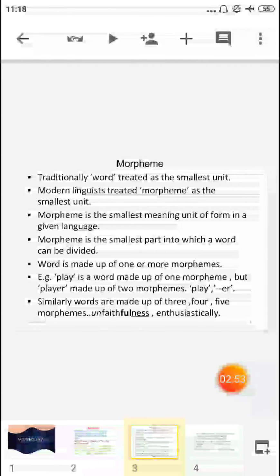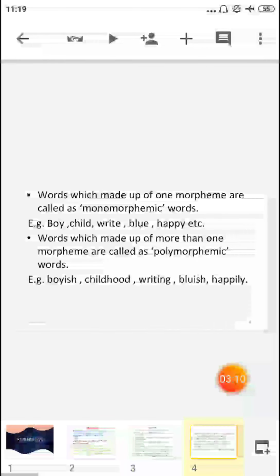For example, unfaithfulness, enthusiastically. In unfaithfulness, we have 4 morphemes. In enthusiastically, again we have 4 morphemes.